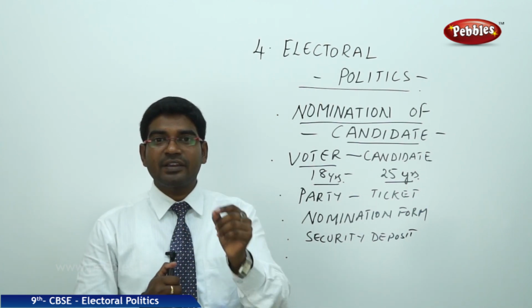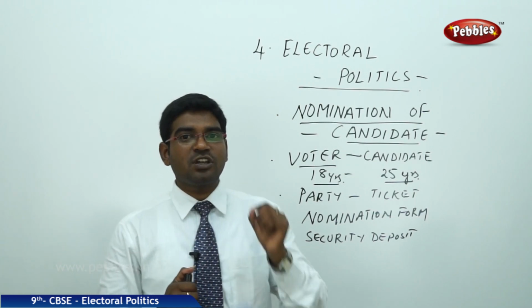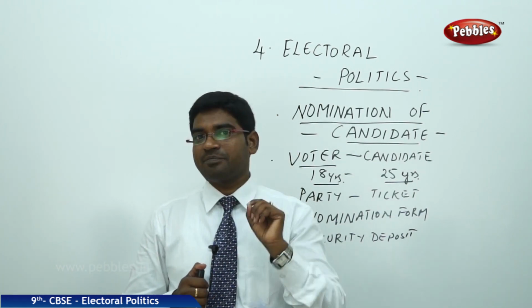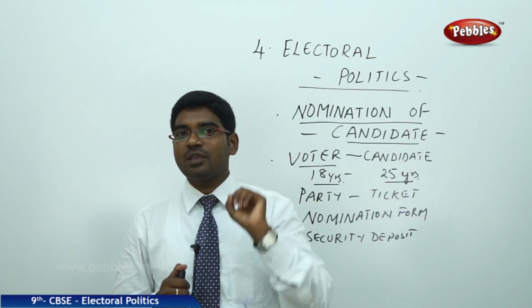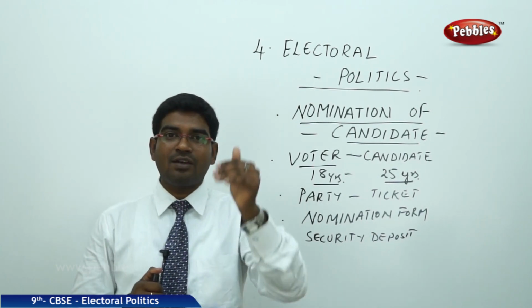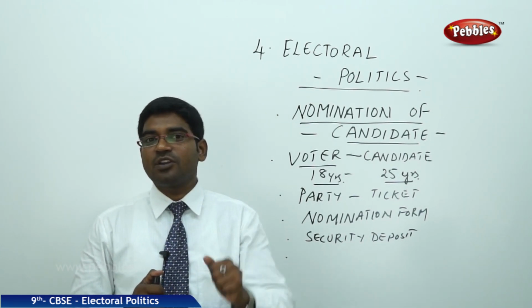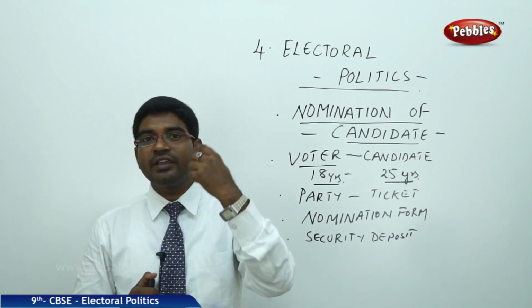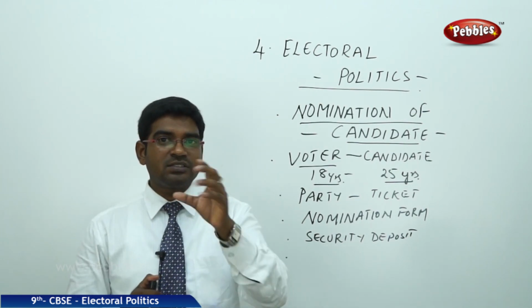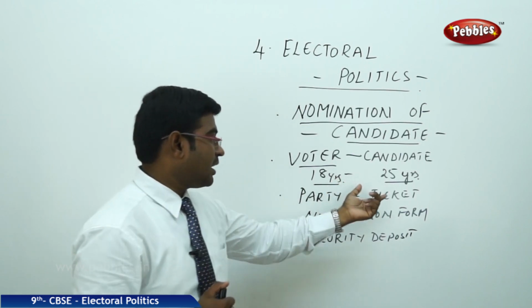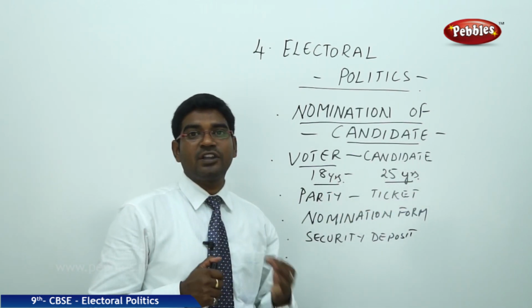So, as an independent candidate, it is the responsibility of the Election Commission to issue a symbol for him. That symbol should be subscribed by the people who would like to have this person as their representative. So, they have to cast their votes in favor of that particular symbol. Like that, the party ticket plays a significant role.